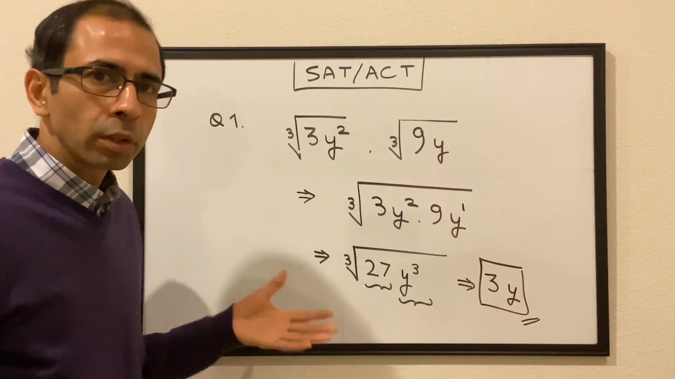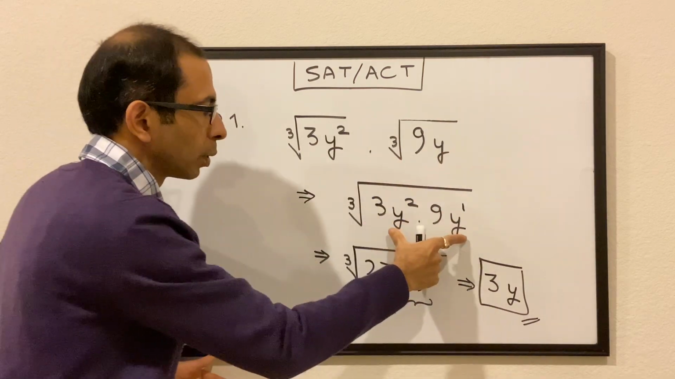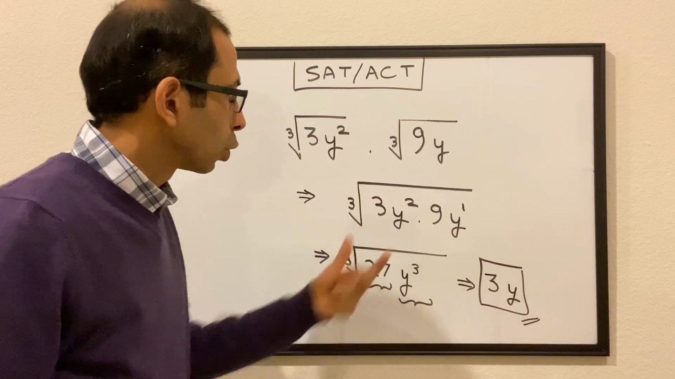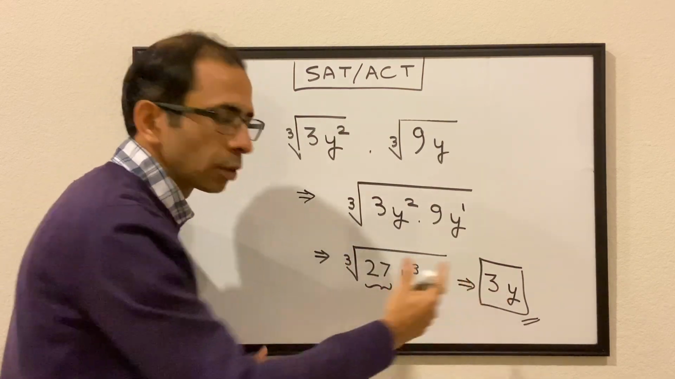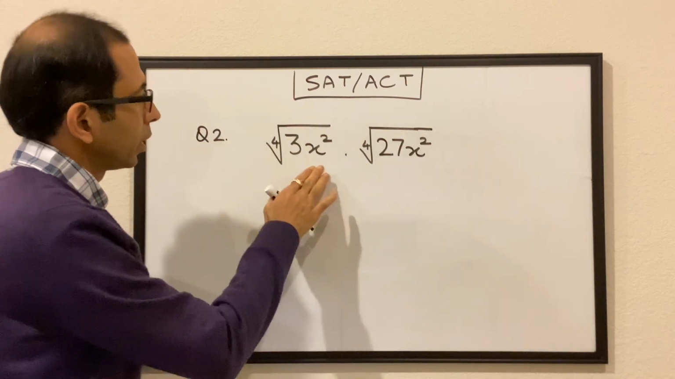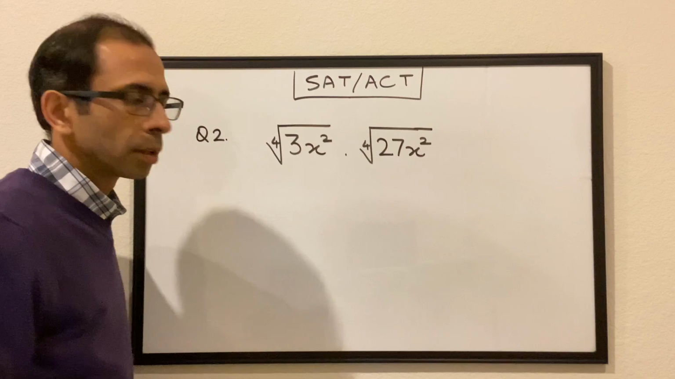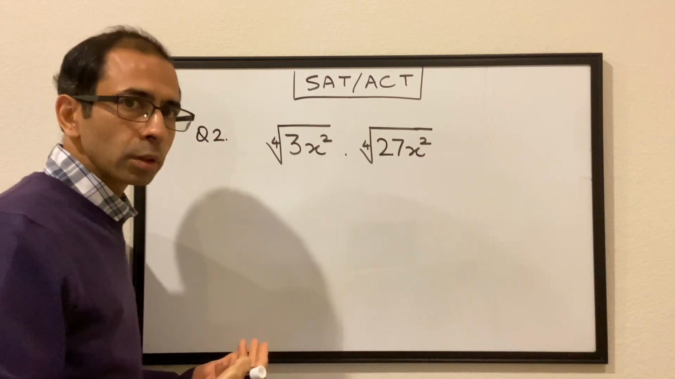Again, pretty straightforward question here. Multiplication of two cube roots, we combined them into a single term, and then we took the cube root of the number as well as the variable. Question number 2. Fourth root of 3x square times fourth root of 27x square. Again, very similar to the previous question.